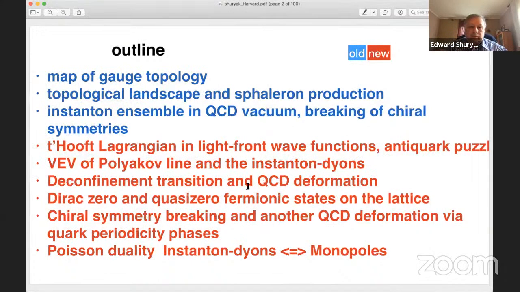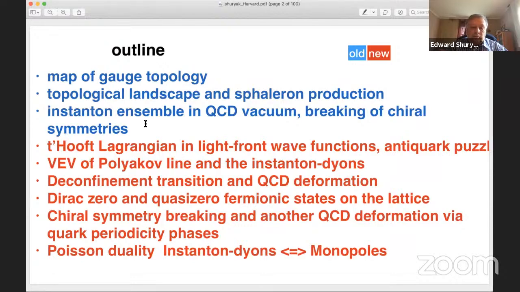Okay, so this is my outline. I start from some general things which are not recent. This is in blue, describing general objects which I will speak about, just introducing a list. Then I describe what we call the topological landscape, and the instanton ensemble in the vacuum of QCD. So these are, I hope, relatively quick. These are mostly material from 20, 30 years ago. And the red is new stuff, which I want to tell you.